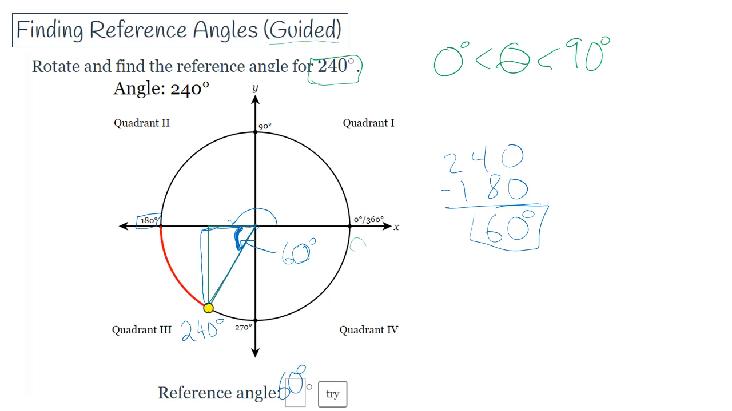All right. Again, this will come into play later on, but that's how you find a reference angle. It's an angle that's created by making a right triangle, and the reference angle is the angle created by the x-axis and the hypotenuse of that right triangle. That's how you find it. Let's look at another example.